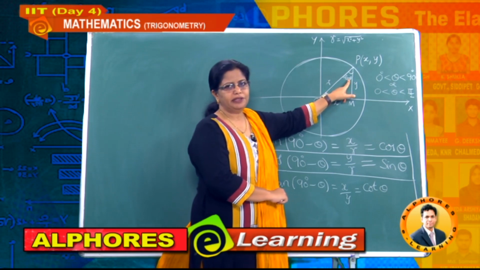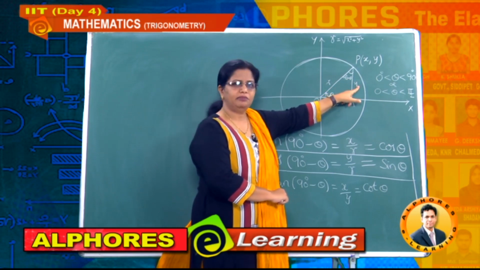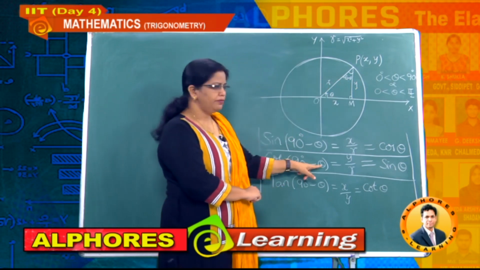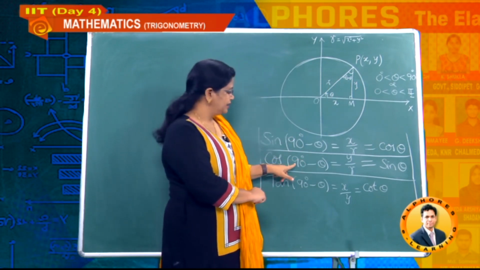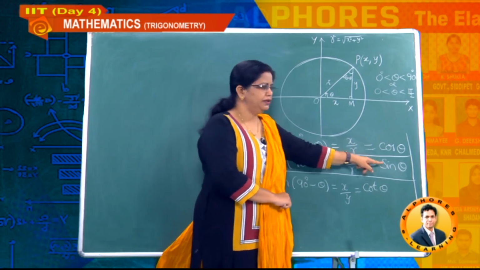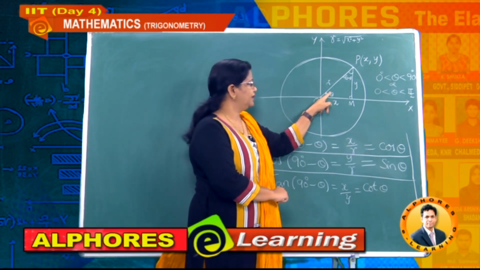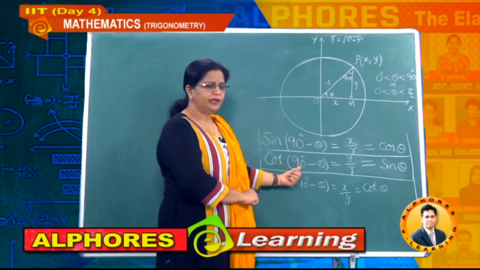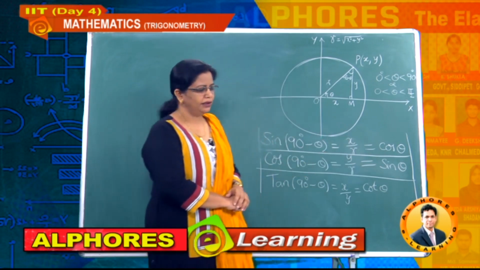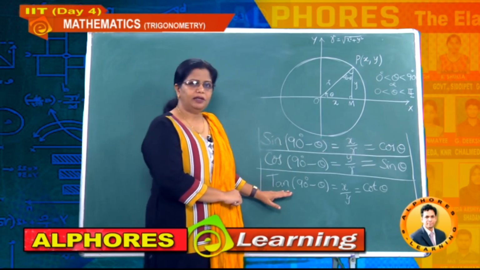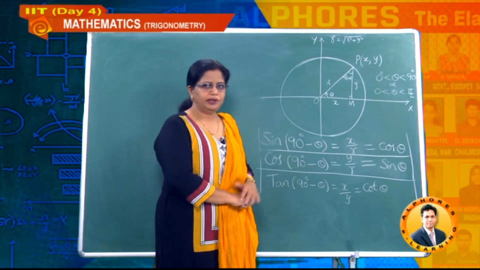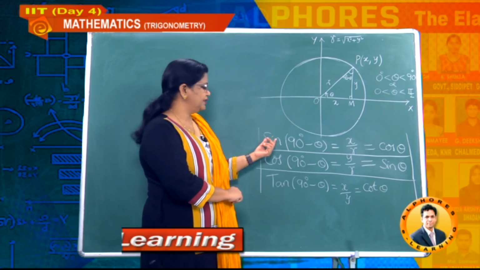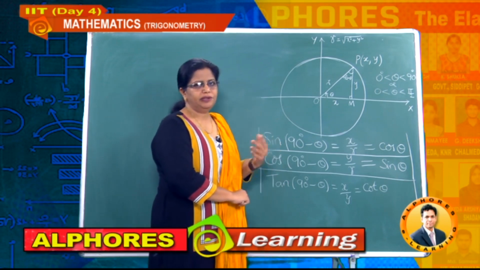And next one, if I take cos 90 minus theta, for this 90 minus theta, the adjacent side is nothing but how much? Y. So y divided by r, this is in terms of 90 minus theta. And now the same value in terms of theta, it is sin theta equal to y divided by r. That is why we said cos 90 minus theta equal to sin theta. In the same way you can write tan 90 minus theta equal to cot theta. Now the other three values you know very well, just nothing but reciprocal of these three values.